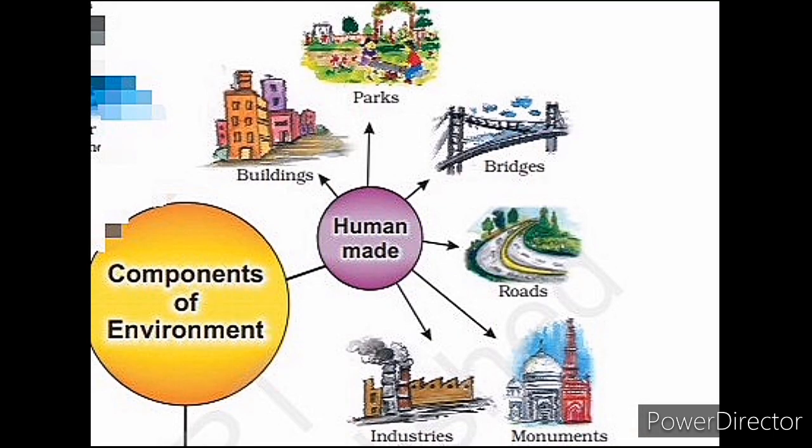Second component of environment is human-made environment. Human-made environment means all those components which are made by human beings, like parks, buildings, industries, roads, bridges, etc. All the things present in our environment which are made by us for our needs are known as human-made environment.